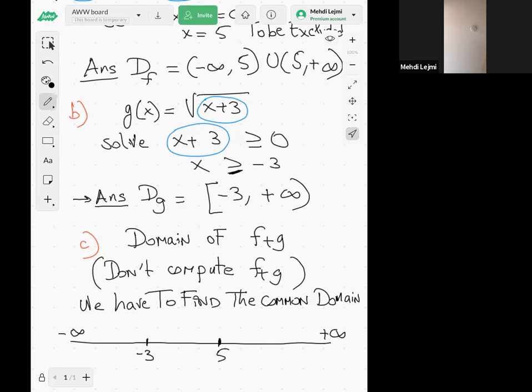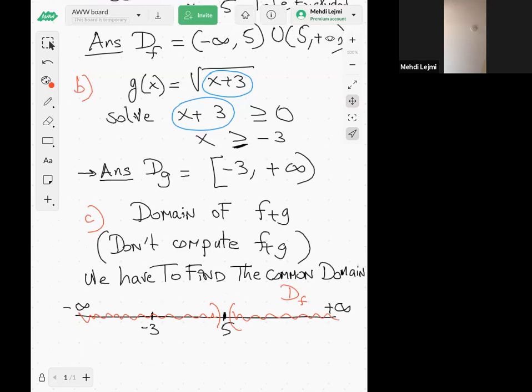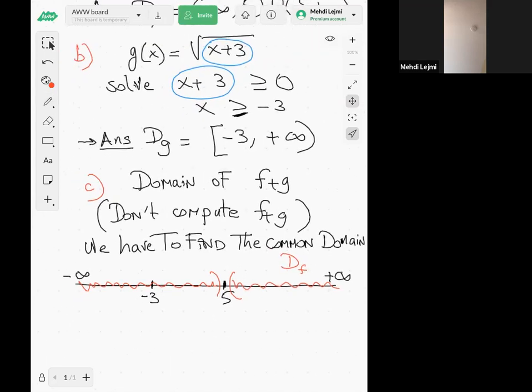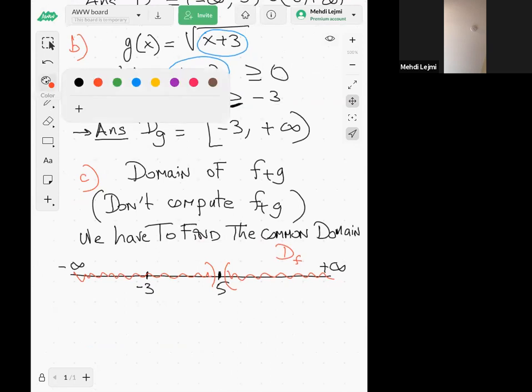So first, you start with the domain of f. The domain of f is any number except 5. So here's my domain of f, D subscript f, which is the red domain or red interval. Now the domain of g starts at negative 3 included, and goes all the way to positive infinity. So the green domain is the domain of g. Now, what will be the common domain to f and g? What will be the interval which is green and red at the same time?